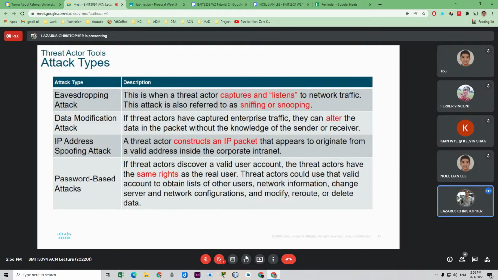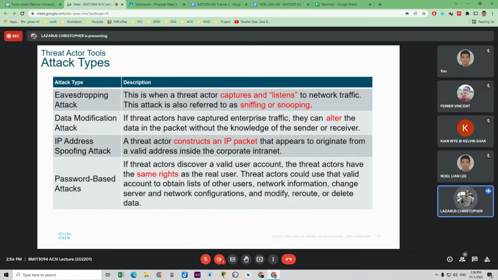IP address spoofing, basically, you spoof the IP. That means you create a packet and make it seem like that packet you create comes from a legitimate computer or host, right?